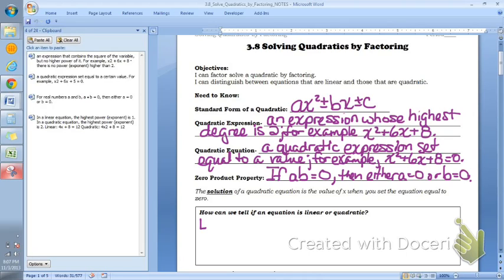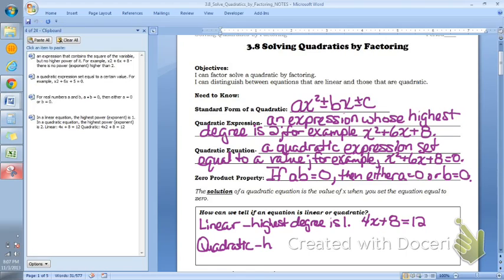How can we tell if an equation is linear or if it's a quadratic? Well, a linear equation is what we worked with in Algebra 1A. A linear equation's highest degree is 1. Here's an example: 4x plus 8 is equal to 12. But a quadratic equation's highest degree is 2. Used all the same numbers: 4x squared plus 8 equals 12. So the highest power is 2.